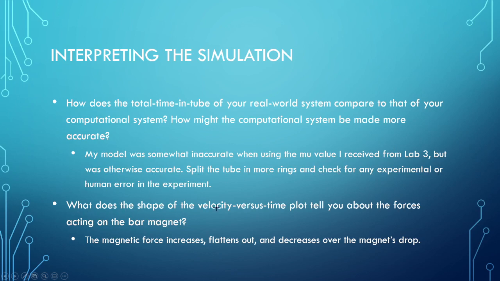What does the shape of the velocity versus time plot tell you about the forces acting on the bar magnet? The magnetic force increases, flattens out, or is equal to the gravitational force, and then decreases over the magnet's drop.